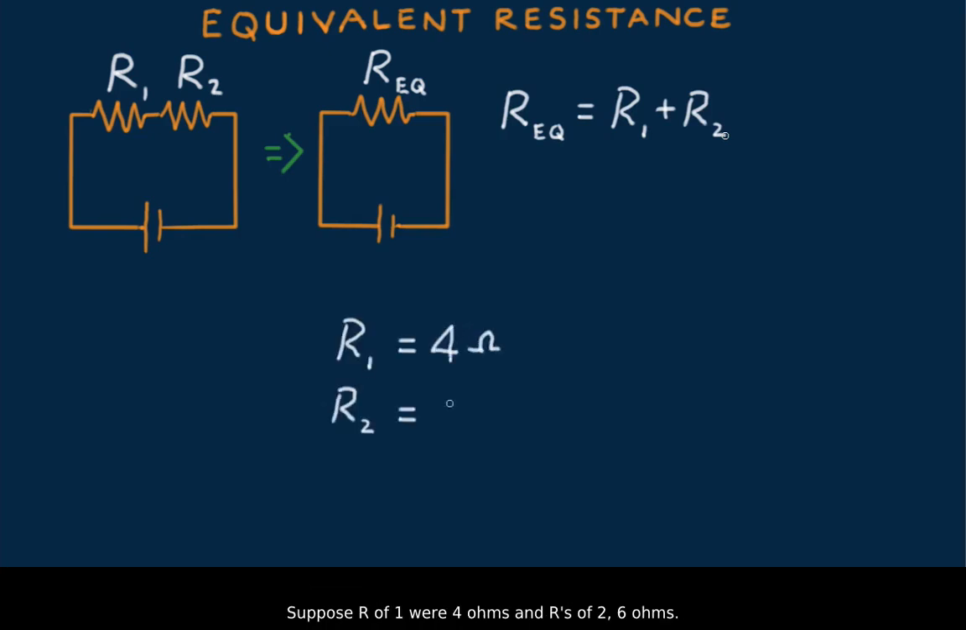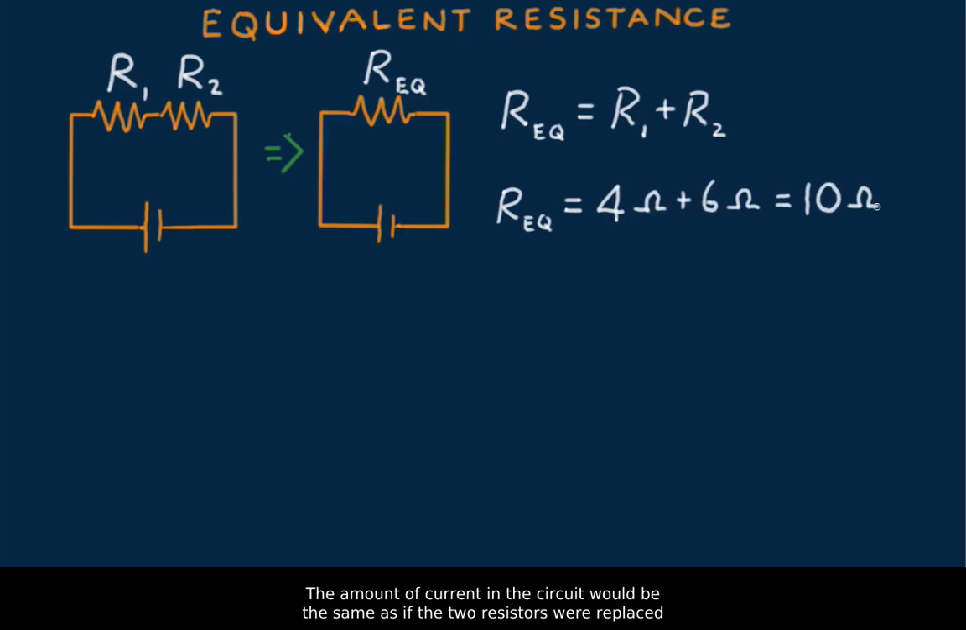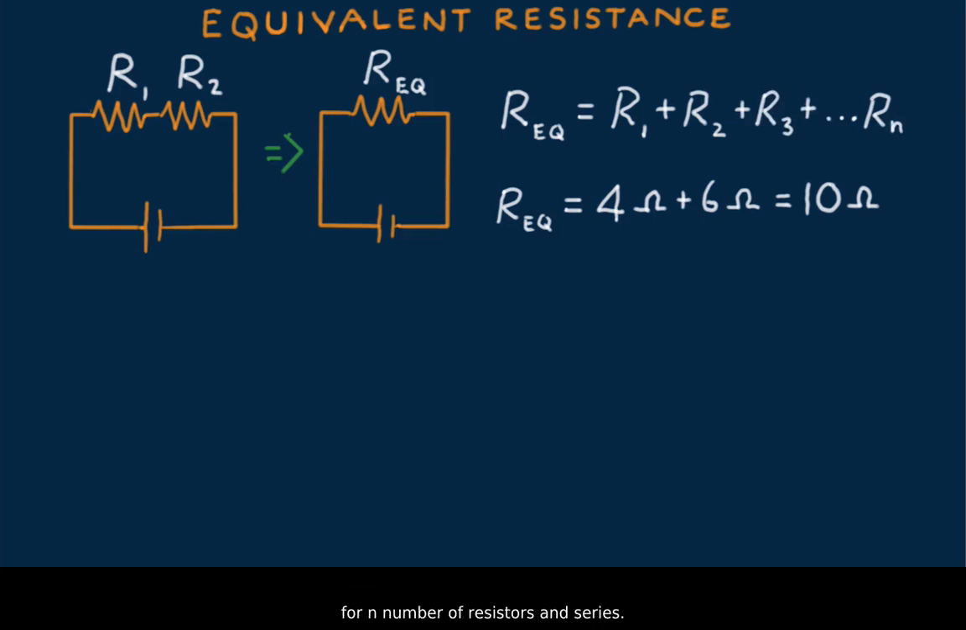Suppose R sub 1 were 4 ohms and R sub 2 6 ohms. These easy numbers make the concept clearer. Then the equivalent resistance is 4 ohms plus 6 ohms equals 10 ohms. The amount of current in the circuit would be the same as if the two resistors were replaced with a single resistor of 10 ohms. Hey, the battery wouldn't know the difference. If there were additional resistors in series, then the equivalent resistance would extend for n number of resistors in series.